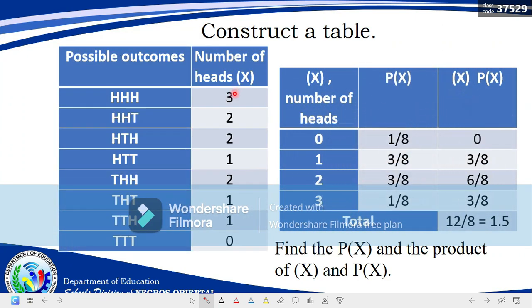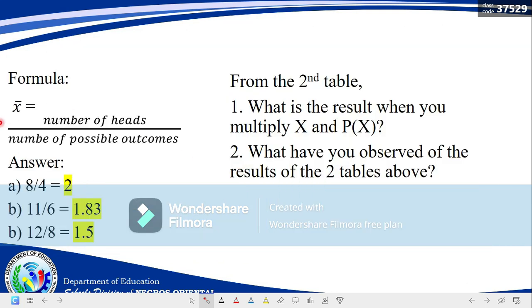First 4 tosses. So this is 1, 2, 3, 4. We are asked to find the average of the number of heads for the first 4 tosses. We are going to add 3 plus 2, that is 5, plus 2, that is 7, plus 1, that is 8. Since we have the first 4 tosses, the number of heads is 8 over 4.